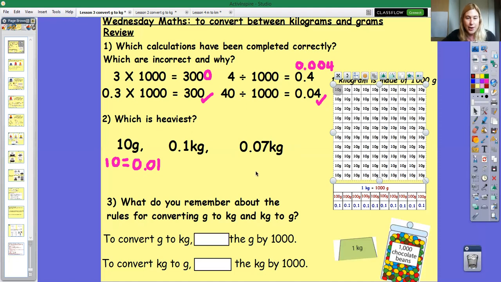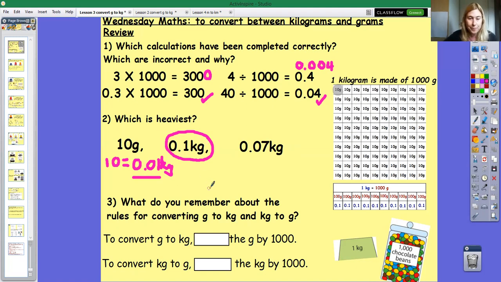Okay, so let's look then. So we're comparing 1/100th of a kilogram, 1/10 of a kilogram, sorry, I'm trying to write kilogram, and 7/100ths of a kilogram. So we can see that this one is heaviest. Okay, and actually I know that this would be 100 grams compared to 10 grams or 70 grams. So we could have converted into grams as well.